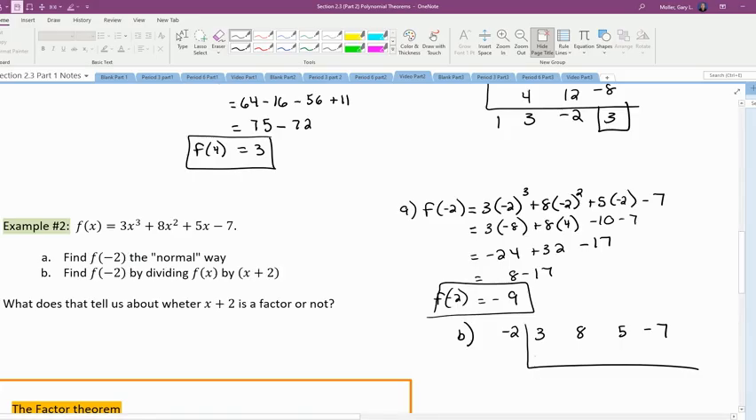So I get 3, I get negative 6, I get 2, I get negative 4, I get 1, I get negative 2, and I get negative 9. It is amazing how much quicker and easier that is.